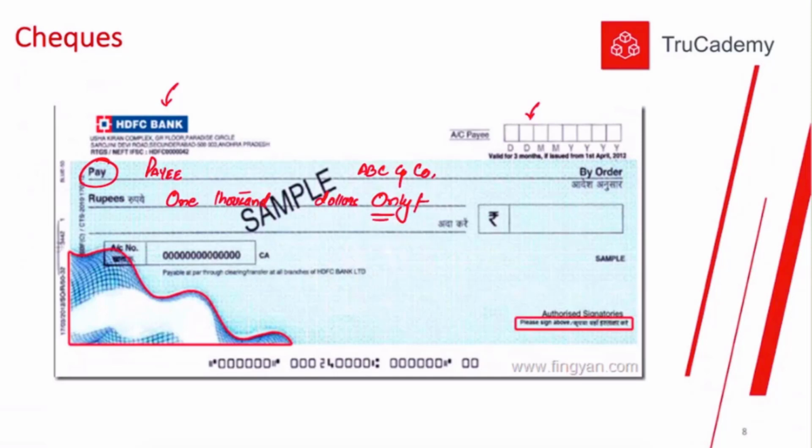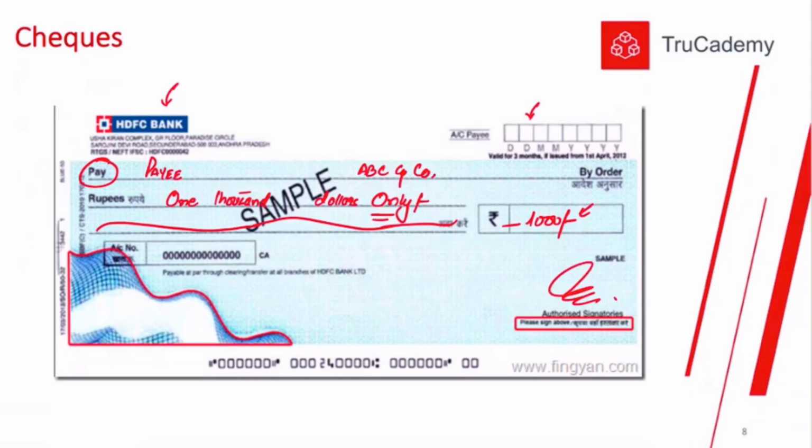Why do I need to write only? So somebody cannot put another word here. And here this line is left, so I will draw a line like this, so nobody can write anything else here. Here I need to write it in numbers like this, so nobody can add, and this is very important to add a slash at the end, so nobody can add an extra zero here.